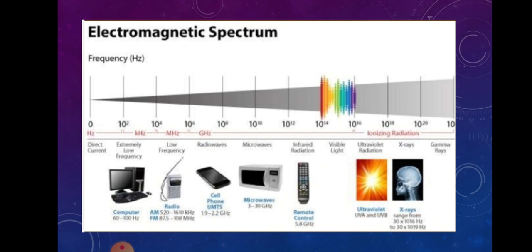This is the electromagnetic spectrum shown in hertz, kilohertz, megahertz and gigahertz, and this is the increasing order of radiation frequency. So computers have 60 to 100 hertz frequency, microwaves have 3 to 30 gigahertz frequency, and cell phones have 1.9 to 2.9 gigahertz.